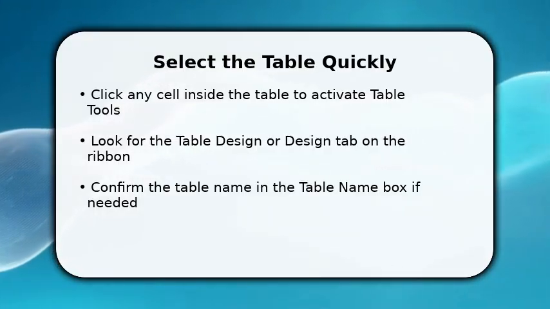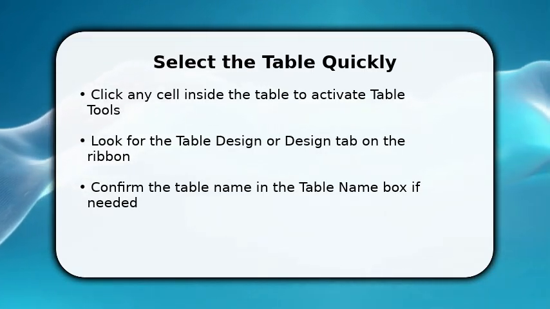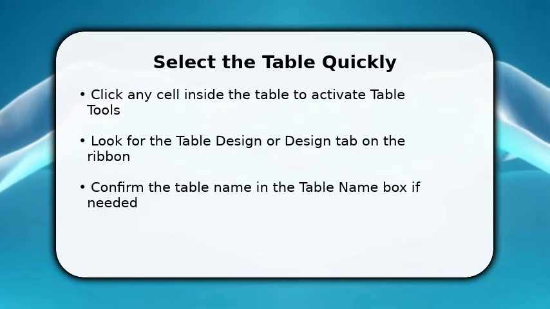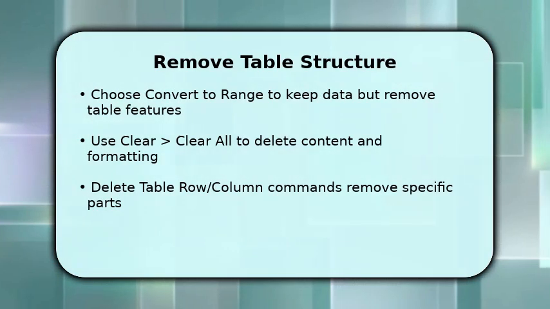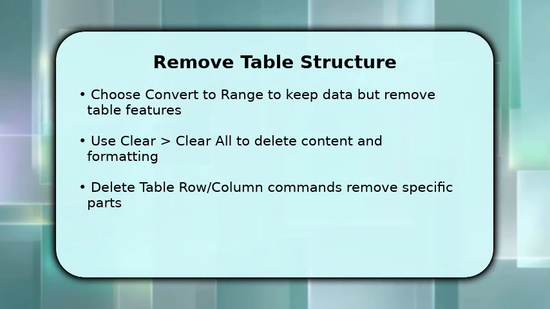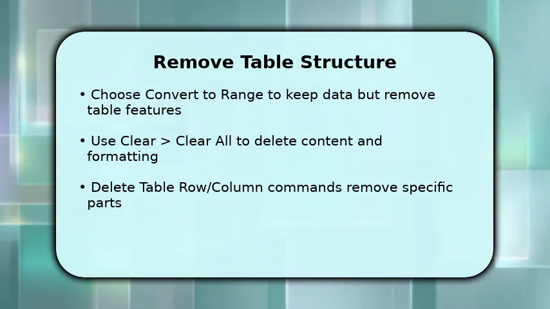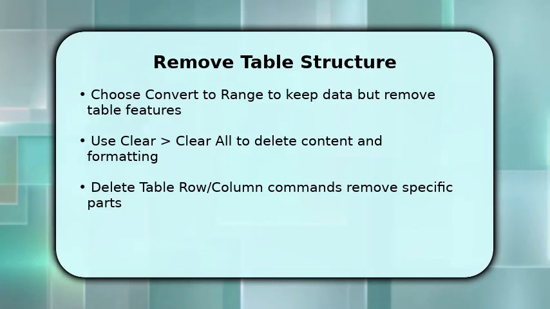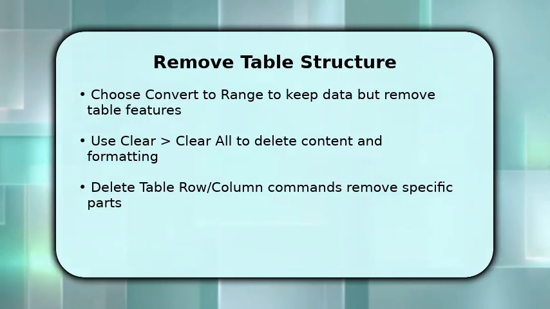If you need to remove only formatting versus content, keep that in mind. We'll cover both. Now proceed to the commands that actually remove the table structure. You'll convert or clear depending on the result you want. For preserving values but dropping filters and structured references, click Convert to Range and confirm. The data stays but becomes a normal range.